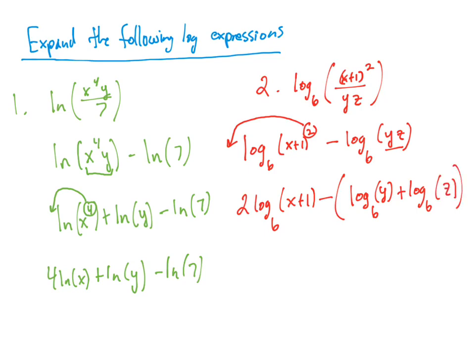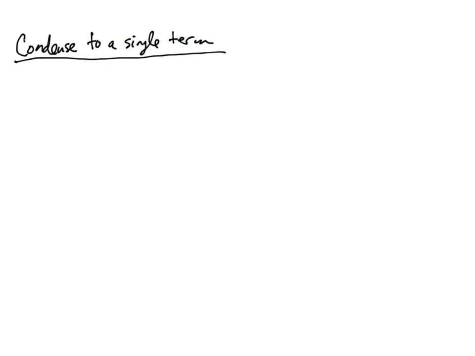So it's like this. That's an okay way to leave it, or if we distribute the negative symbol, what we end up with is the last term becomes negative. And that's it. So going the other way, instead of expanding, we want to be able to take a logarithmic expression that has multiple terms. We want to write it with a single term.